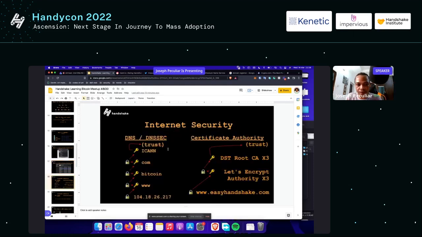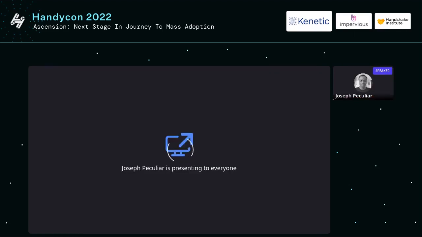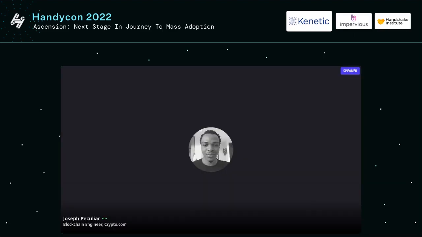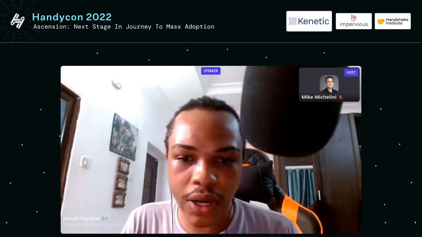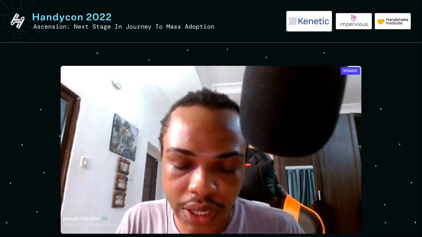So let's look at the two differences. We have DNS, we have DNSSEC, and on the other side, certificate authorities, which pretty much rely on trust all the way, right? We have ICANN, which provides trust to .com, and proves okay, you're talking to .com, .bitcoin. This entire connection is signed cryptographically. And you have your certificate authorities as well, which, let's say you're talking to this particular website, is provided by Let's Encrypt. That's your certificate authority.